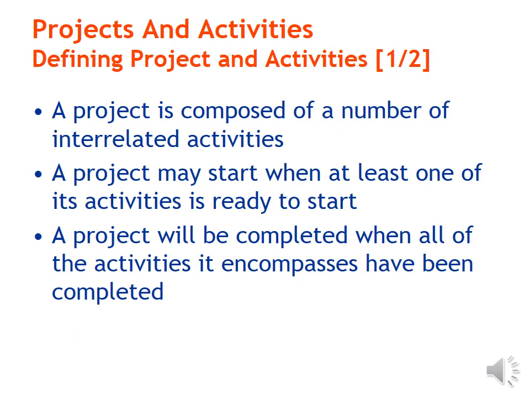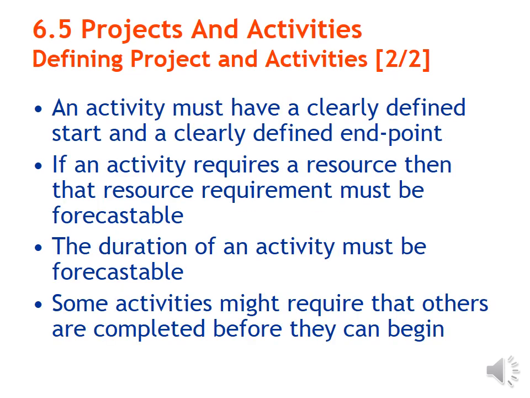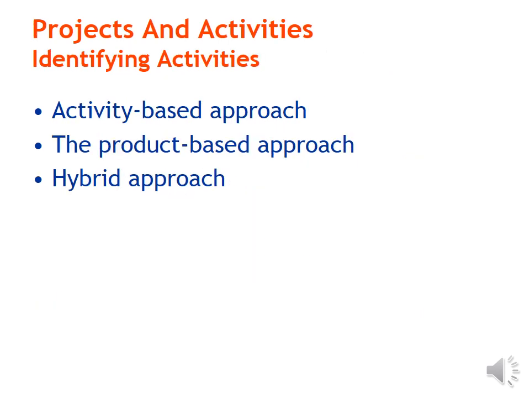Schedule production. A project is composed of a number of interrelated activities. A project may start when at least one of the activities is ready to start. A project will be completed when all of the activities it encompasses have been completed. Projects and activities must have a clearly defined start and a clearly defined endpoint. If an activity requires a resource, then the resource required must be forecastable. The duration of the activity must be forecastable. Some activities might require that others are completed before they can begin.